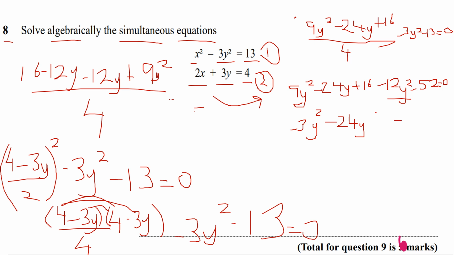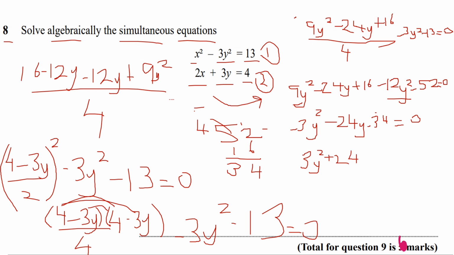let's have a look, let's work it out. Sorry, I can't do it in my head. I just need to borrow. 12 take 6 is going to be 4, 4 take 1 is going to be 3. So minus 34 is equal to 0. Times everything by minus 1, we're going to have 3y squared plus 24y, that should be a y, not g, plus 34 is equal to 0. Hopefully I've not made a mistake here. If I have, I apologize, but I'll double check it as I'm going through.